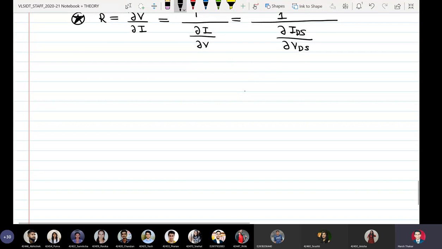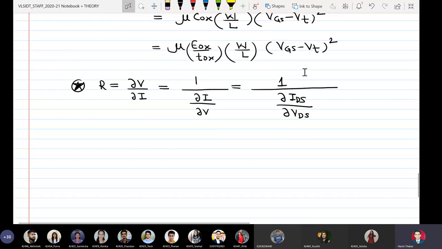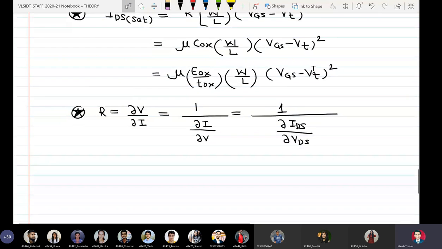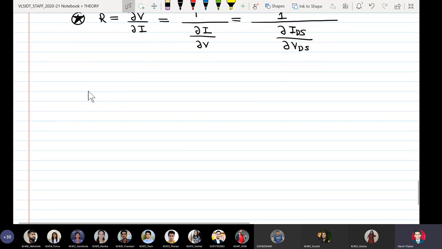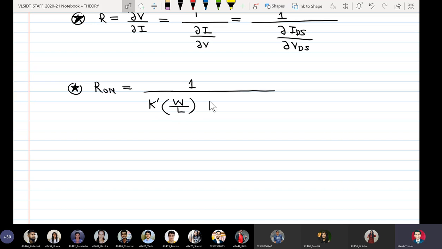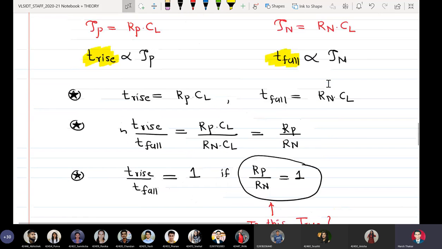So if we do the partial differentiation of the device current IDS with respect to VDS, and if we take a reciprocal of that, this is what we get. We get R on equal to 1 upon K dash into W upon L into VGS minus VT.